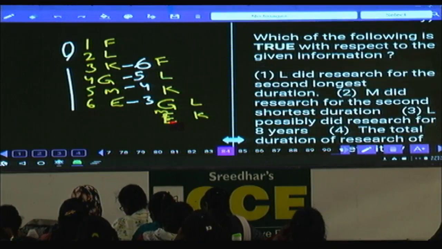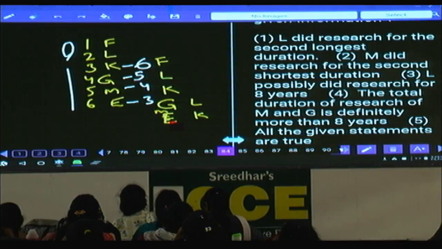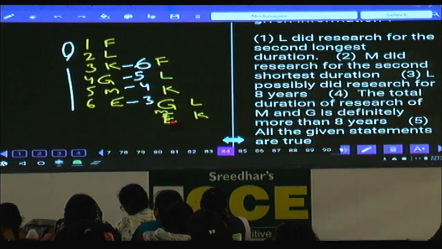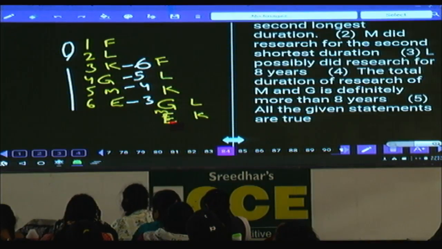Which of the following is true? L researched for the second longest duration. Definitely true, isn't it? M did research for the second shortest. That is also true. No need to check the remaining because 2 are true. Choice 5 is your answer.